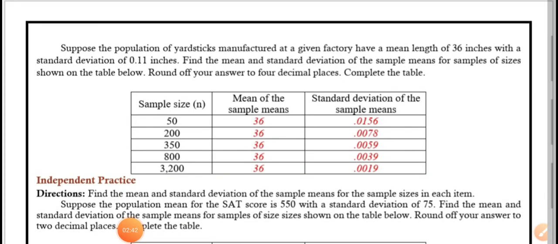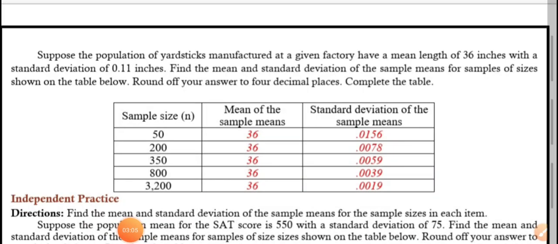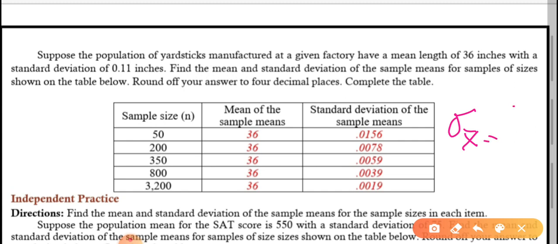Suppose the population of yardsticks manufactured at a given factory have a mean length of 36 inches with a standard deviation of 0.11 inches. Find the mean and standard deviation of the sample means for the sample sizes shown on the table below. Round off your answer to 4 decimal places. Complete the table. How are we going to solve it? Remember our formula: this is equal to the standard deviation over the square root of n.